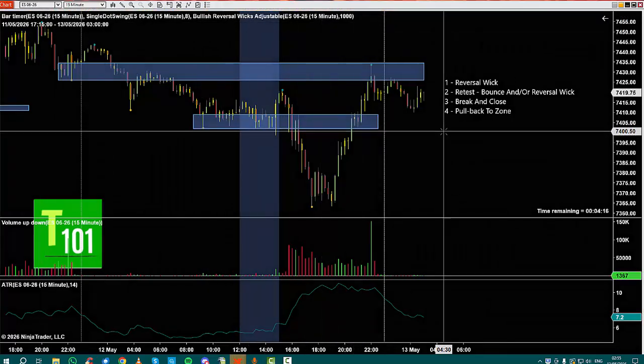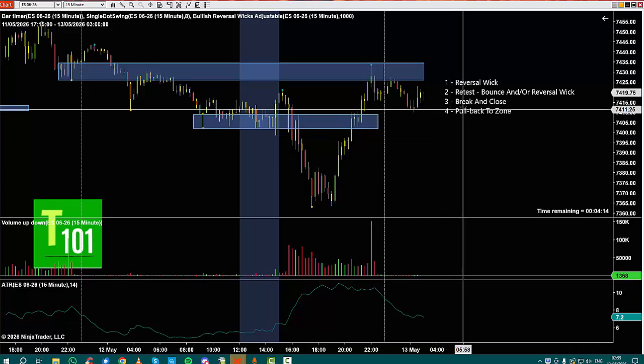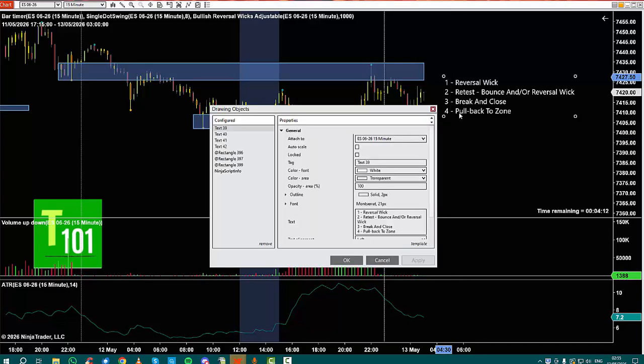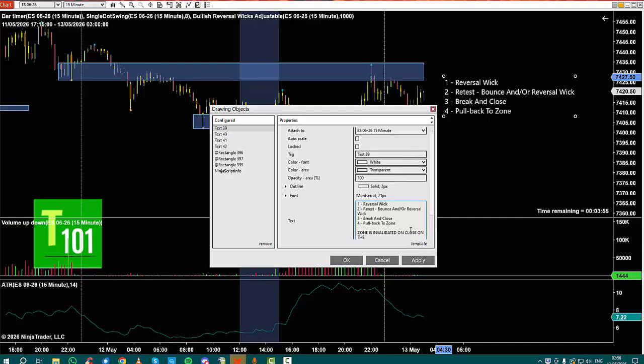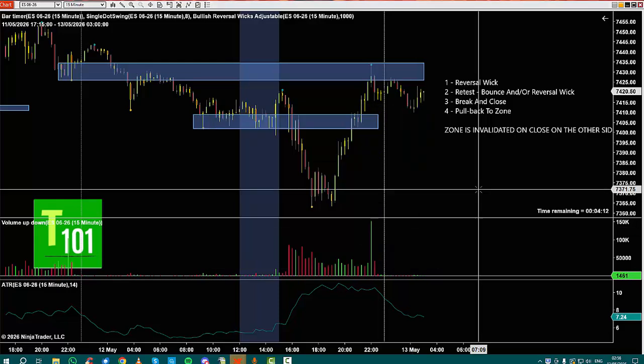The zone is invalidated, and I didn't write this down here. Perhaps I should, and I will. The zone is invalidated on close on the other side. It's not a very eloquent way to put it, but I'll explain what I mean.